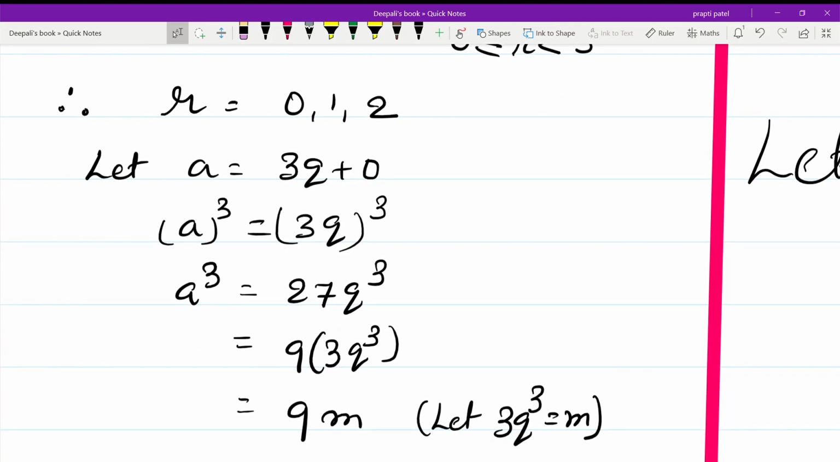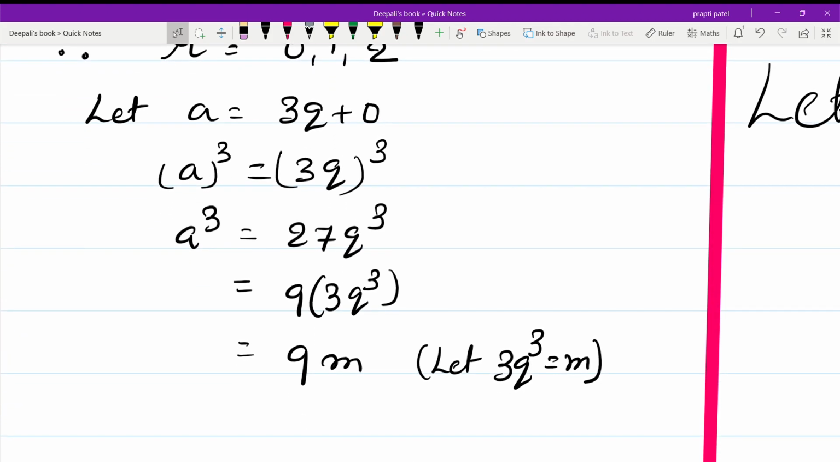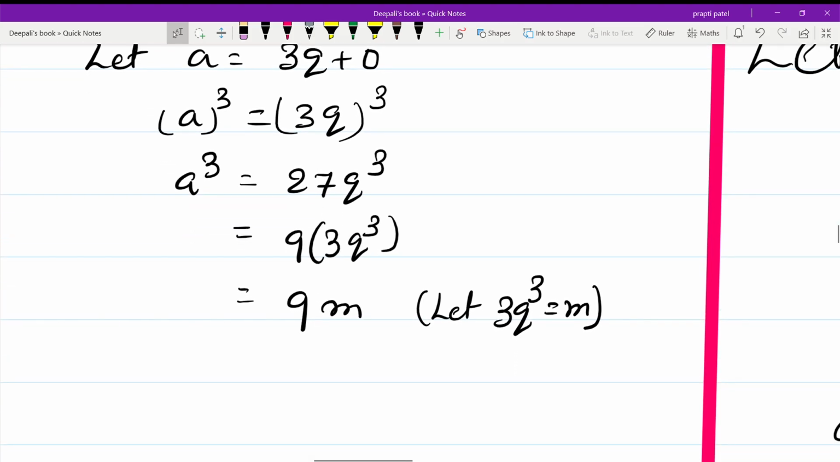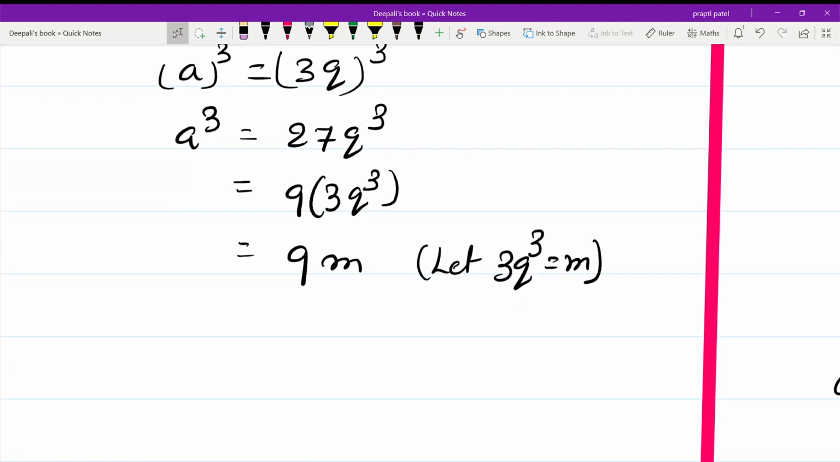Now let a is equal to 3q plus 0. Cubing on both the sides, a cube is equal to 3q whole cube, which gives me a cube is equal to 27q cube, which gives me 9 into 3q cube. Let 3q cube is equal to m. So I get a cube is equal to 9m.